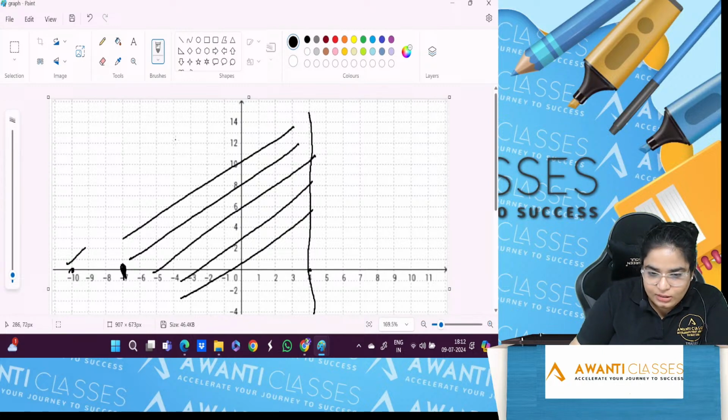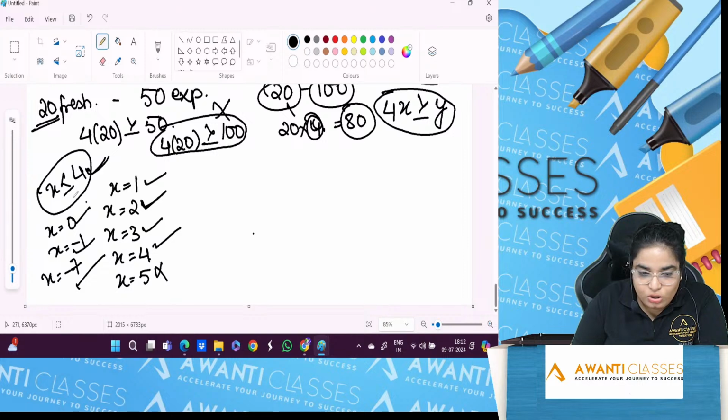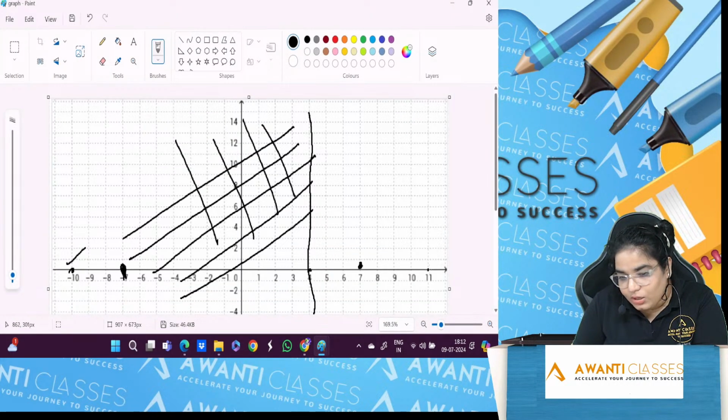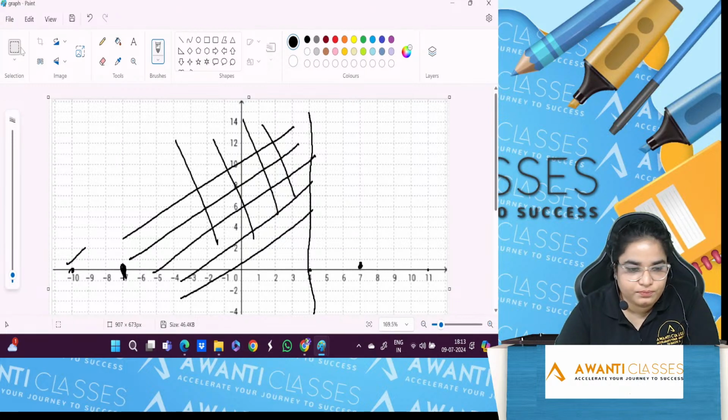Okay, anything that is shaded region will work. But if I take this point, will it work? 7? No. Because 7 is not less than 4. Similarly, if I take this point, will it work? It will not work. So, whatever is in the shaded region will work.